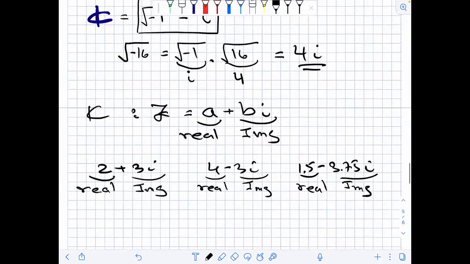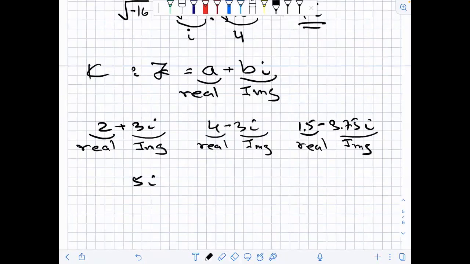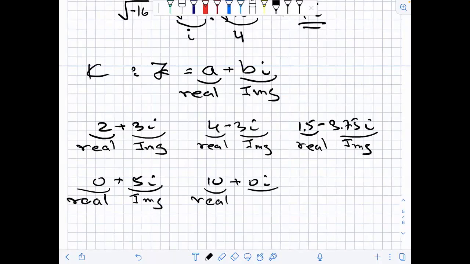Okay. What about the number 5i? So that's the imaginary part, and it looks as if it doesn't have a real part, but of course it does. It's just 0. So that's why we didn't write it. So you can write it or not write it, depending what you want to do. What if you had the number just 10 and I don't see any i there? Well, that's just because it's 0 i's. So my real part is 10 and my imaginary part is 0 i's.